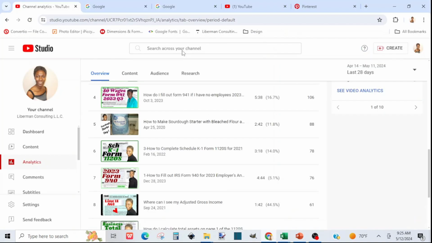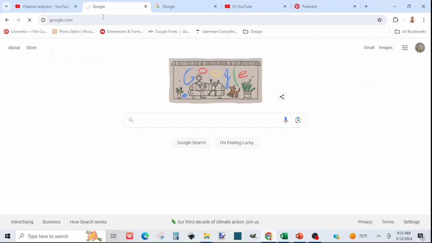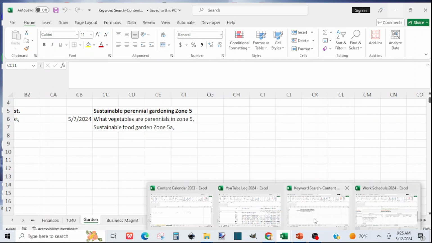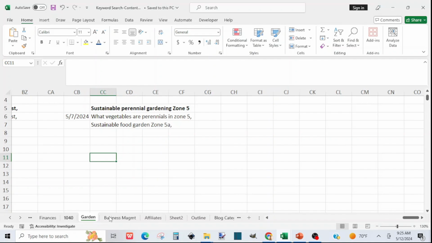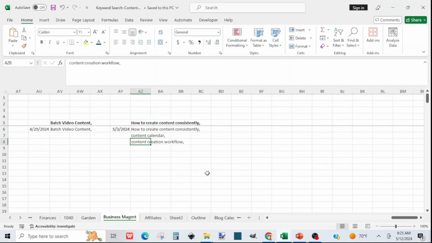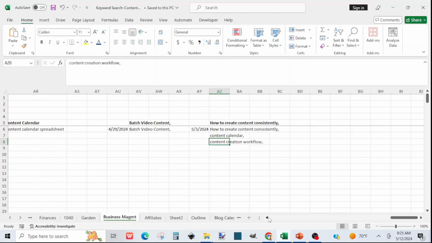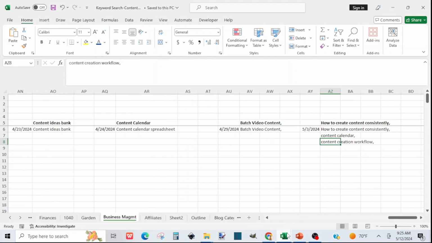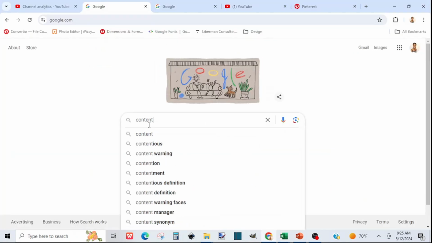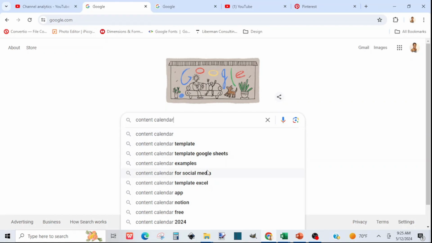I like to do it manually. What I like to do is, if I go to Google, for instance, let's take an example here. I have my keyword. We can just use business idea, and we are doing a content calendar. So I can go to Google and type the topic, content calendar, and see what is showing up. I will see what is really related to what I'm trying to achieve. So there are templates, there is template Excel, and I can just click on the content calendar.